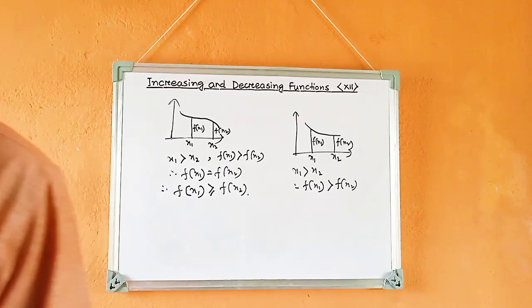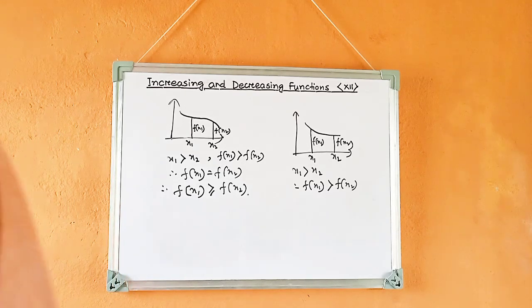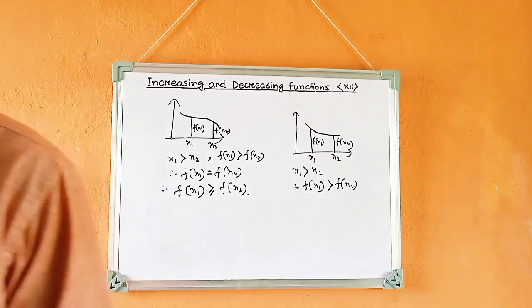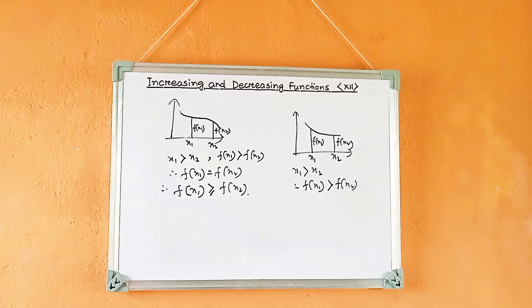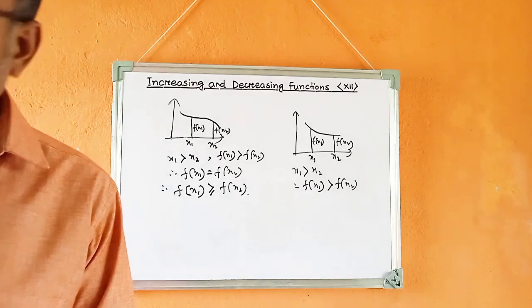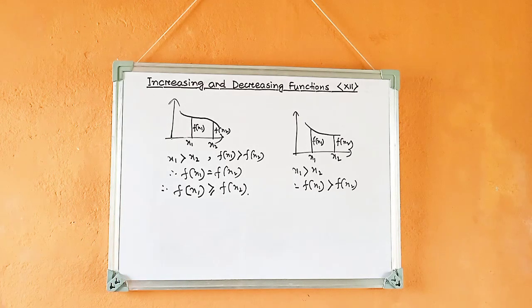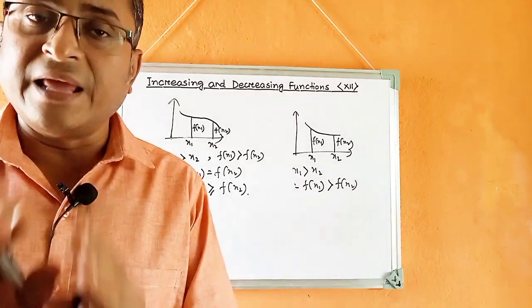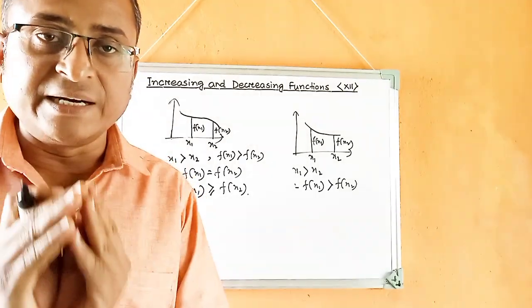Now another case, decreasing function. f is called a decreasing function if x1 is less than x2 implies f(x1) is greater than or equal to f(x2). And f is called a strictly decreasing function if x1 is less than x2 implies f(x1) is greater than f(x2). That is called a strictly decreasing function.